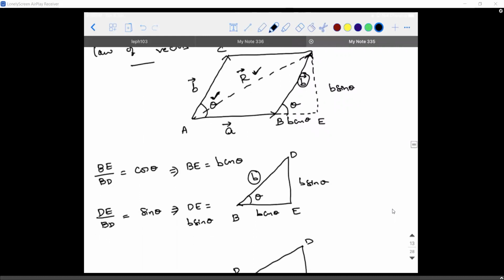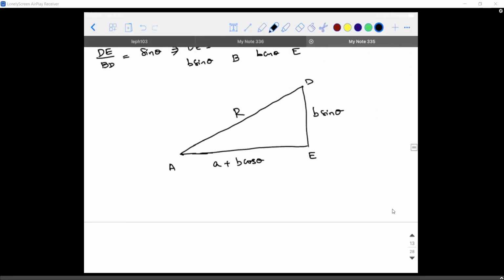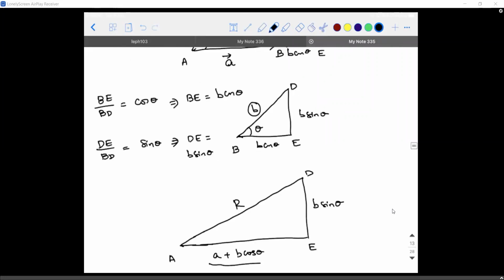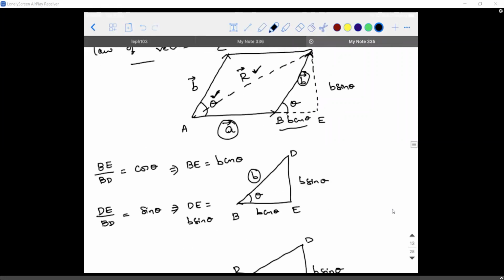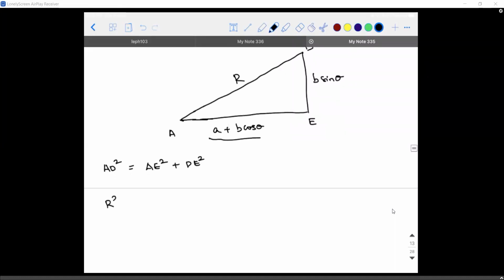But what is AE, guys? AE is nothing but A plus B cos theta, and DE is nothing but B sin theta. I hope everybody understood why it is A plus B cos theta. Now, what is the relation between all the sides? AD square is equal to AE square plus DE square. So what is AD square? R square is equal to A plus B cos theta the whole square plus B sin theta the whole square.